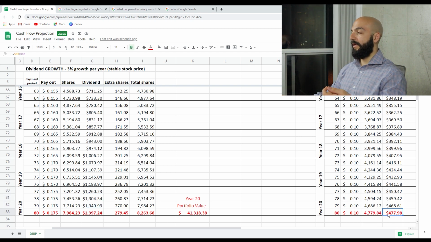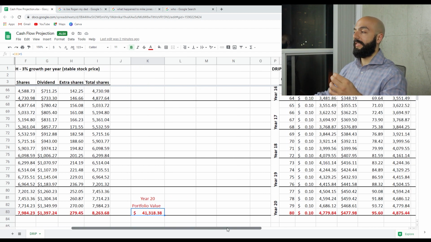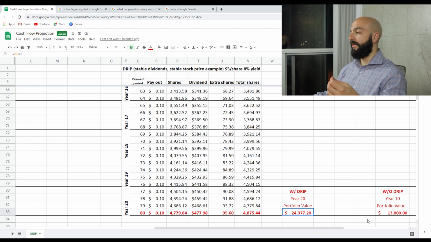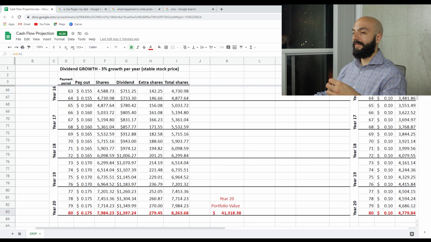Look over here. We're at $477, assuming no growth. We're almost at $1,400 with growth. This is just 3% growth. I've seen companies that have done 10%, not over 20 years, but higher nonetheless. Let's take a look at our portfolio value. This is one investment dripping over 20 years with growth, $41,318. Compared to DRIP with no growth, $24,000, and then no DRIP at all, $13,000. Again, I'm going to say it one last time, the compounding effect.